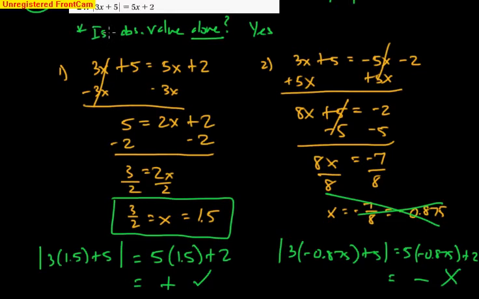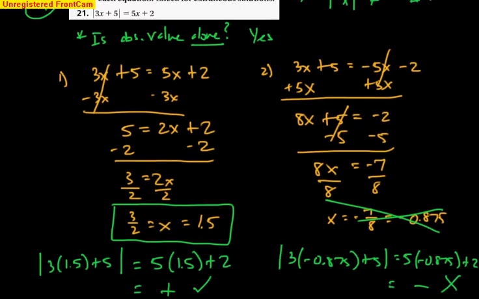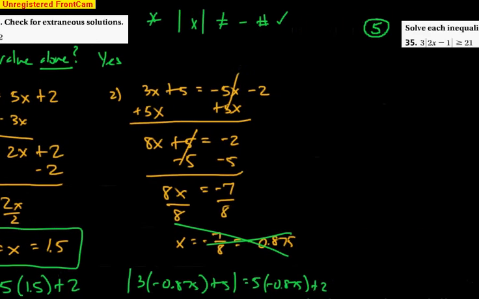So remember, get the absolute value alone, break it into 2 equations, the positive and the negative of the right side. Typically it's just the number. Here it was an expression, positive of it, the negative of it, and solve. And then if you see those directions to check for extraneous solutions, you better do it.